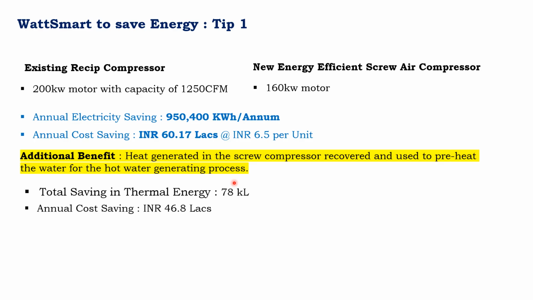This thermal energy has resulted in a saving of 78 kiloliters of thermal fuel, which has yielded a saving of 46 odd lakh rupees. In Indian currency, you can see that the technology upgradation from recip to screw has yielded a saving of 60 odd lakh rupees, and then the use of thermal energy, 46. So nearly 1 crore 6 lakh rupees has been saved because of the intervention, from one machine to the second machine.